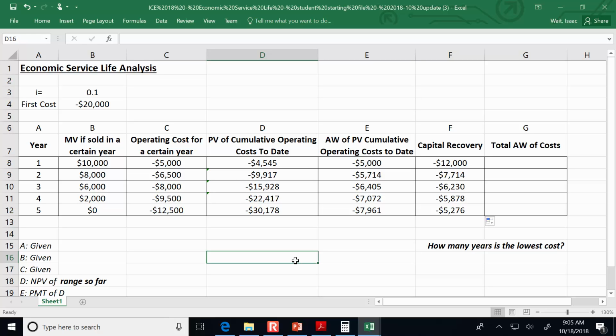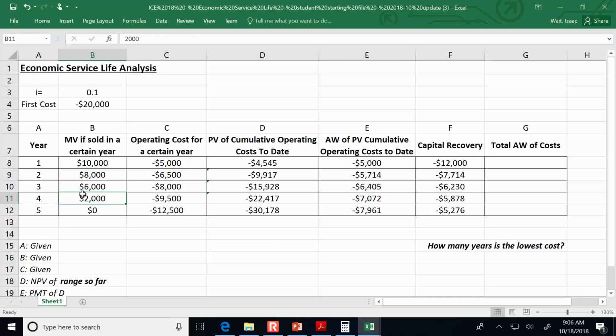Let's just double check this by using the interest rate table and make sure that our capital recovery is working the way we think it ought to. For the 10% table, the find A given P, 5 years, yep, 0.26380. Thank you. All right, so if we multiply that by 20,000, 0.26380 times 20,000, 5276. Perfect. All right.